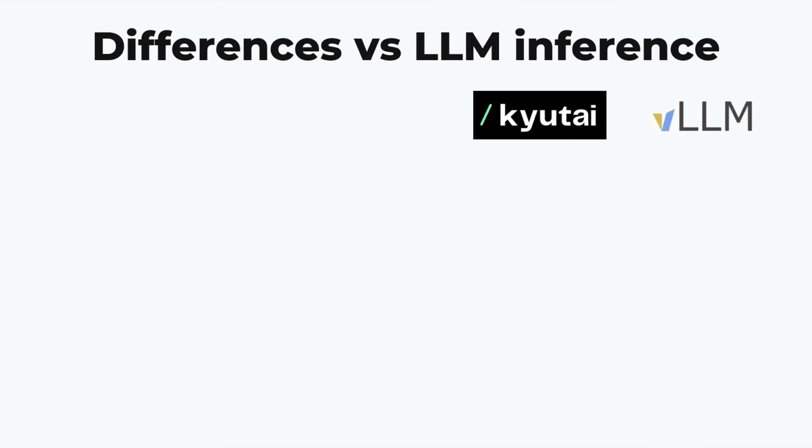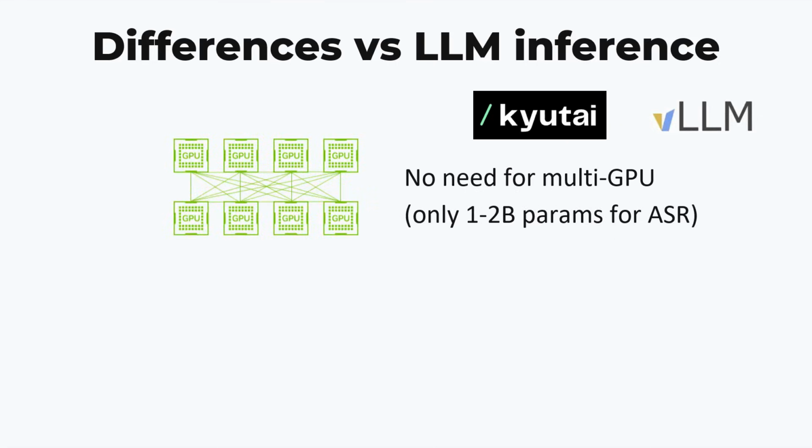How does streaming speech recognition inference compare against large language model inference engines like vLLM? Overall, I think it's much simpler for several reasons. First of all, there's no need for multi-GPU setups. The largest speech recognition models right now are around 1 to 2 billion parameters, which can easily fit on a single GPU. But maybe at some point we'll have multi-GPU models for speech recognition.